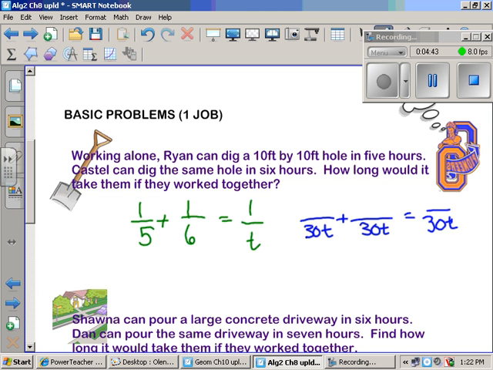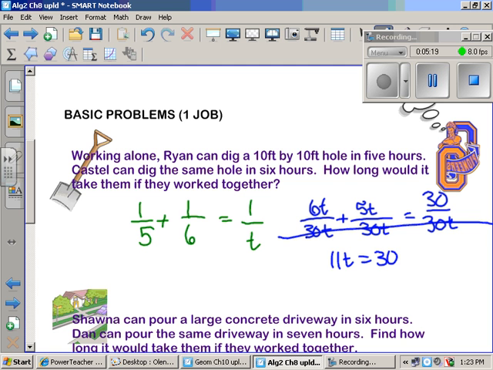What's the top of this fraction going to be to get to 30T? What do I have to multiply 5 by? 6T. So the top of that fraction would be 6T. What would the top of this one be? 5T. And the top of that one? Just 30, right? Because we already have the T there. Because I'm adding and it's an equation, I can cancel out the denominators. And that gives me 11T equals 30.